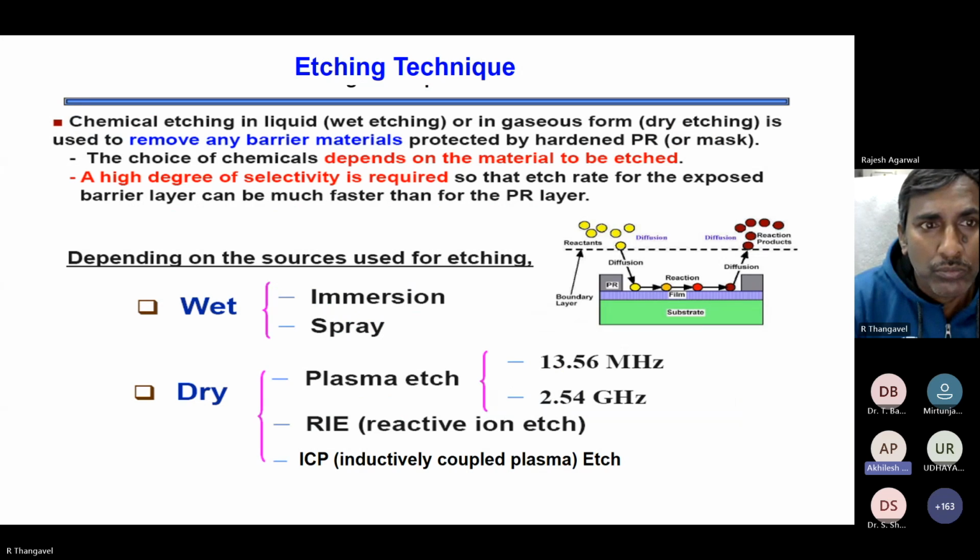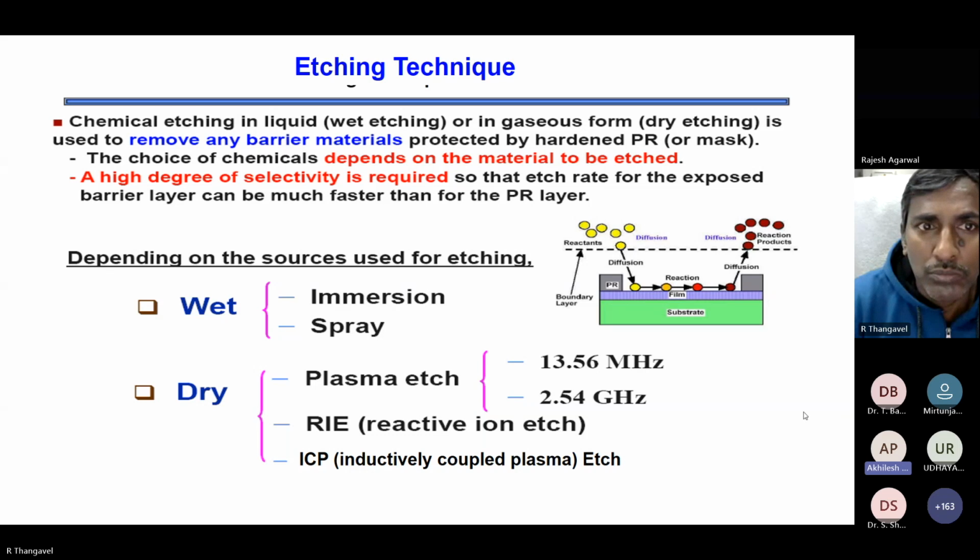Now, wet etching and dry etching. Wet etching is normally an isotropic etching, but dry etching is an anisotropic etching. So both etchings can be used, but if you use selective etching, then wet chemical etching can also cut in the vertical direction.